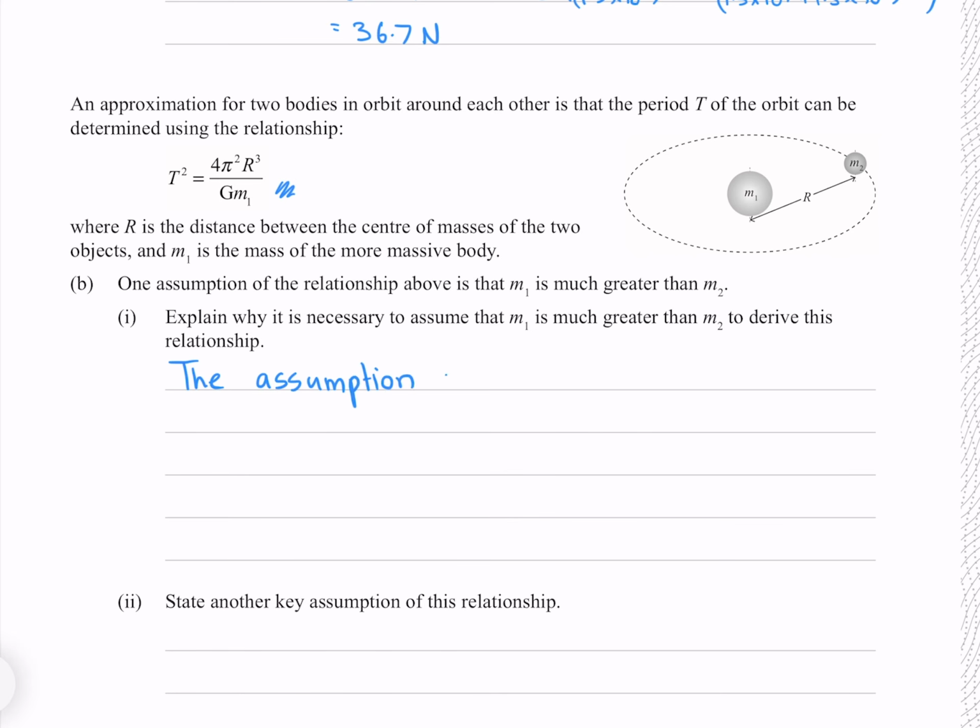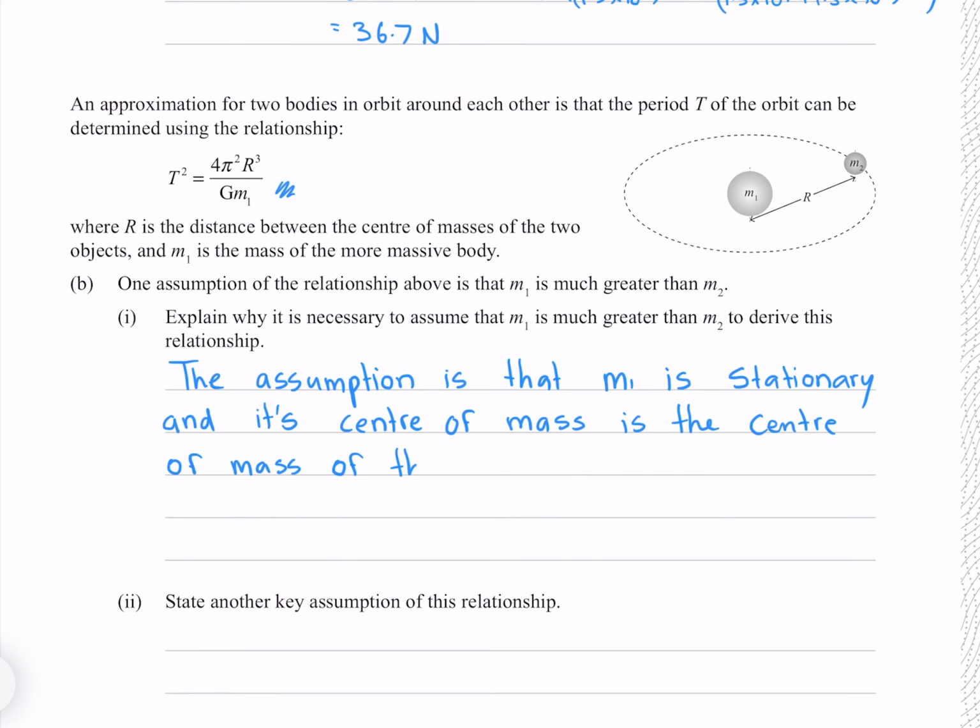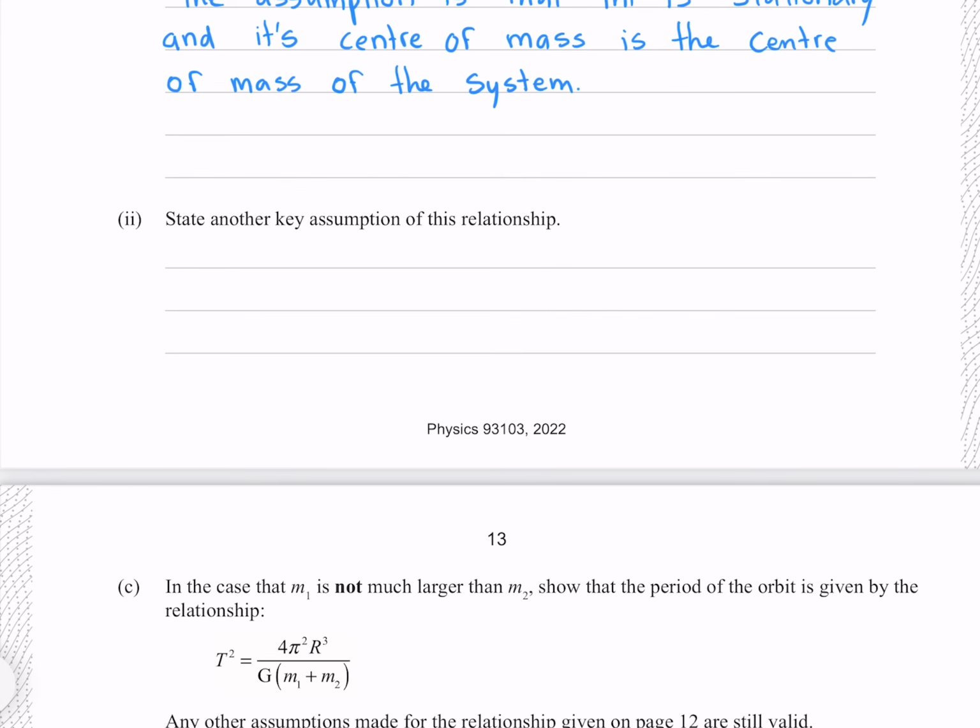The assumption is that m1 is stationary, and its center of mass is the center of mass of the system. This allows us to only consider the effect of m1 on m2 without considering the effect of m2 on m1, which would make the mathematics uglier. State another key assumption of this relationship. That is that the only forces acting are gravitational.